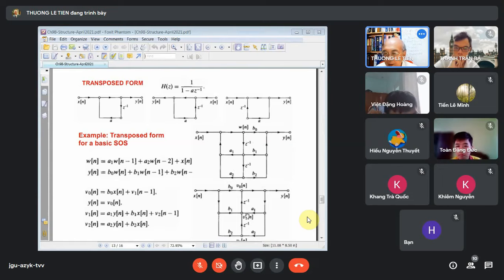But you have to mention the direction. Now, this is a rule. You can take note. With the horizontal branches, the direction of the signal does not change, but we change the directions of the vertical lines.